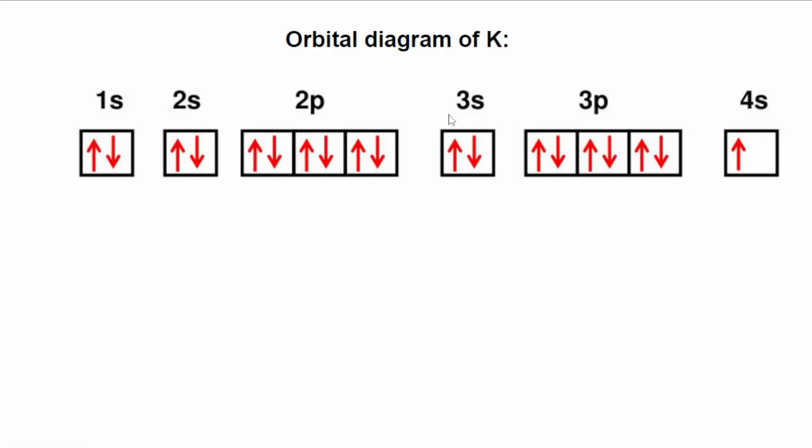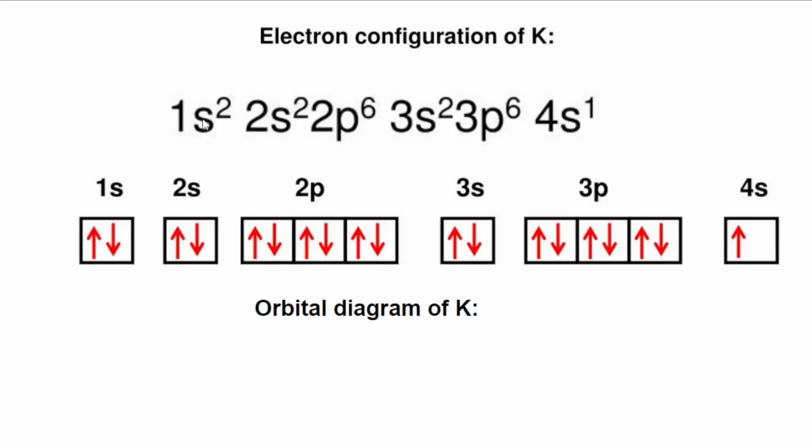Another way to say the same thing is with the orbital diagram. Instead of having exponents for the electrons, we have arrows, one up, one down. That indicates the direction of the spin of the electron. So for example, 1s2 means there are 2 electrons in the 1s orbital. We have 2 arrows. 2s2, 2 arrows because there are 2 electrons. 2p6, a total of 6 arrows because there are 6 electrons.